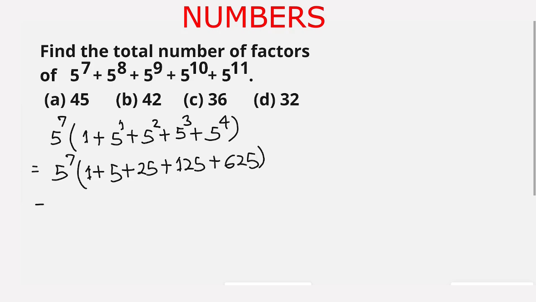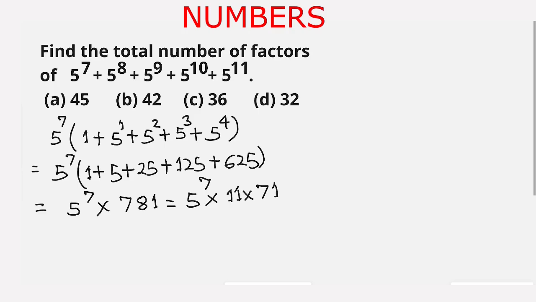And this is equal to 5 to the power 7. So we add all these numbers. 625 plus 125 is 750, plus 25 is 775, plus 5 is 780, plus 1 is 781. And this is equal to 5 to the power 7 multiplied by 11 multiplied by 71.